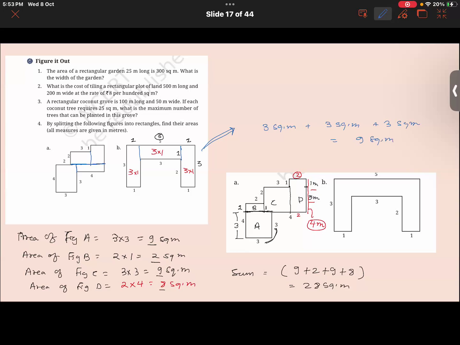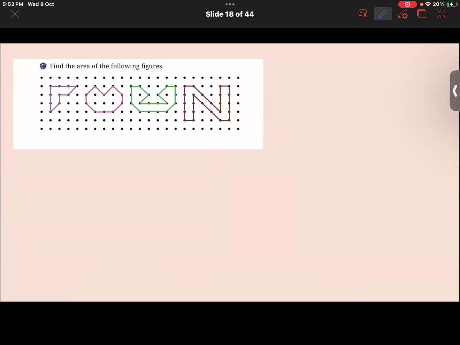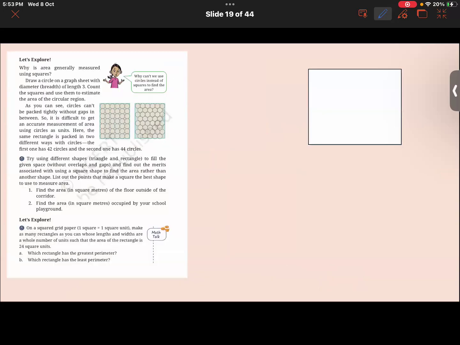Okay. So like that, we got the answer for this. We will get back to that question in a while. In just 1 second. Have you ever thought why do we generally measure area in squares? Using the square we measure it.